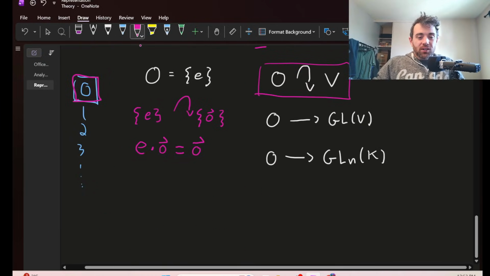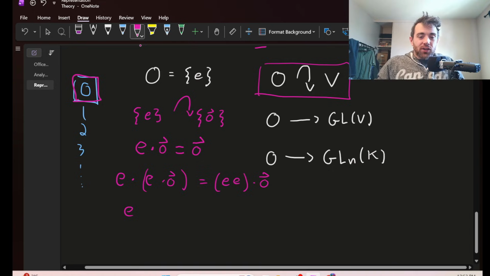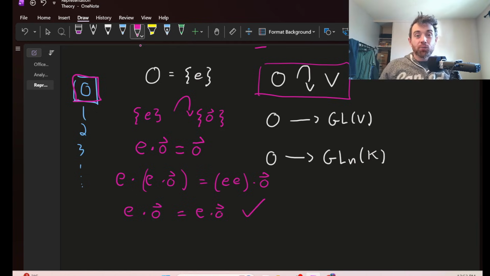Well, what is this? It's E. We need to see: is E dot zero vector equal to E times E dot zero vector? Well, E dot zero vector is the zero vector, so this just becomes E dot the zero vector. E times E is E, so this is E dot the zero vector, and yes, it's satisfied. Okay, so it's a group action.